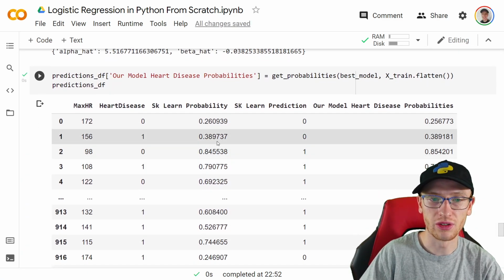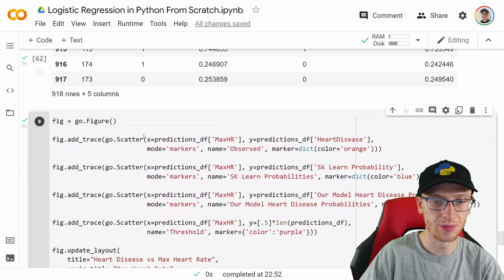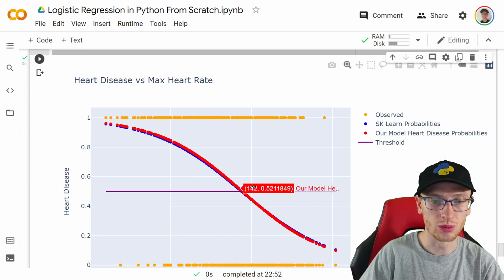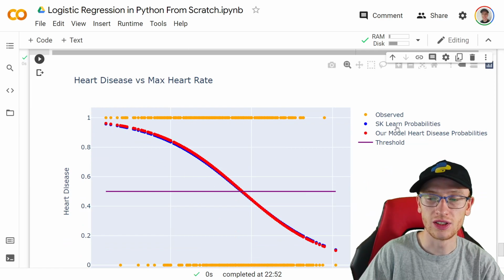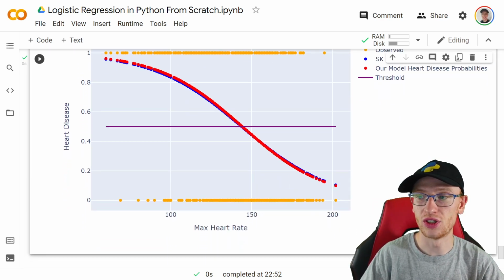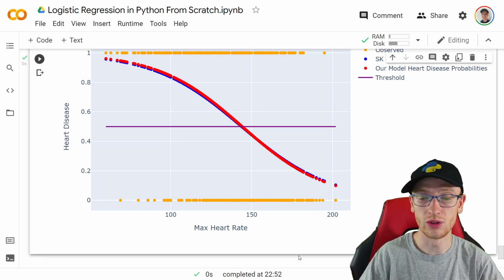Looks very, very close to the Scikit-Learn ones. Okay, so if we run this again, there you go. These curves are basically on top of each other. The Scikit-Learn probabilities in blue, our model heart disease probabilities in red. We just implemented logistic regression from scratch and we plotted it beautifully. How awesome is that? It really is great.